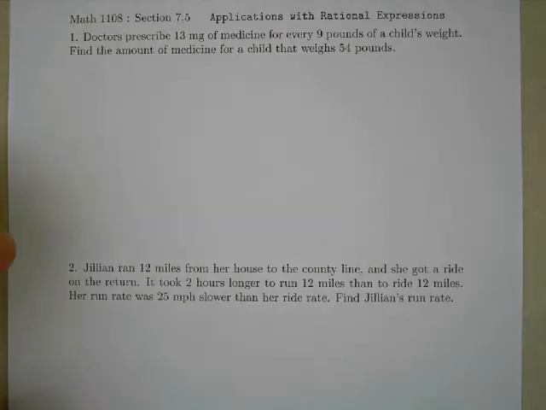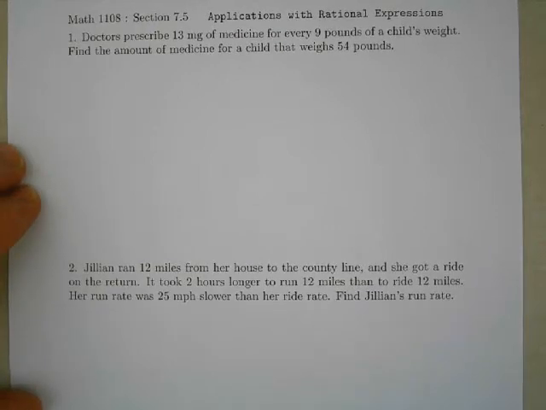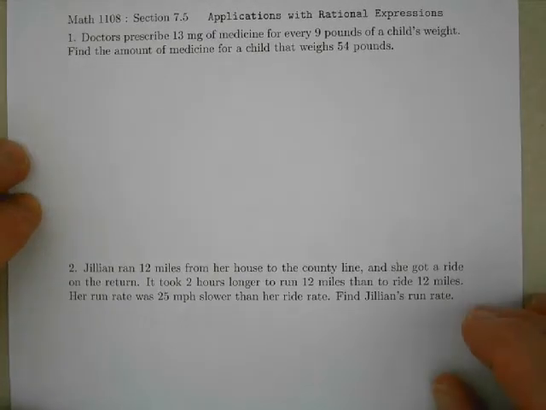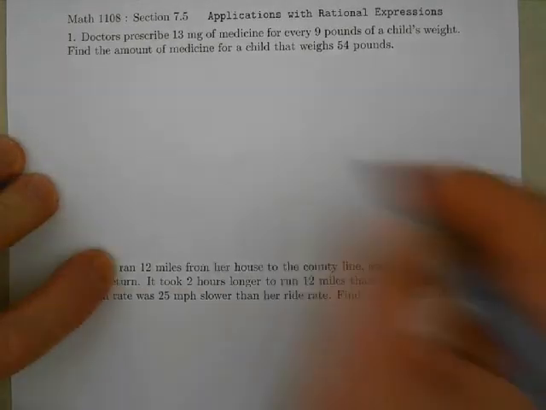Math 1108, Section 7.5, Applications with Rational Expressions. In Problem 1, doctors prescribe 13 milligrams of medicine for every 9 pounds of a child's weight. Find the amount of medicine for a child that weighs 54 pounds. This is an example of a proportion.